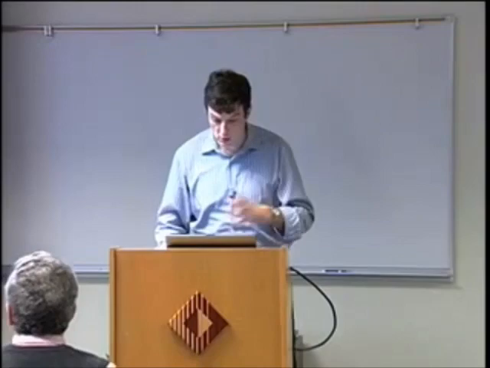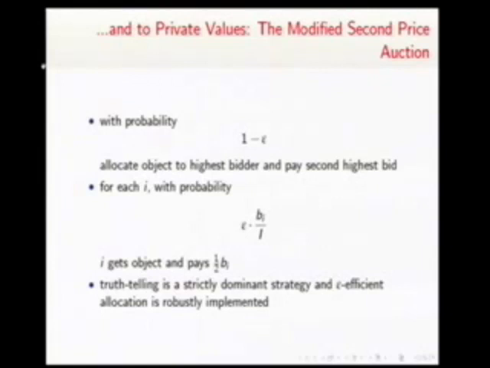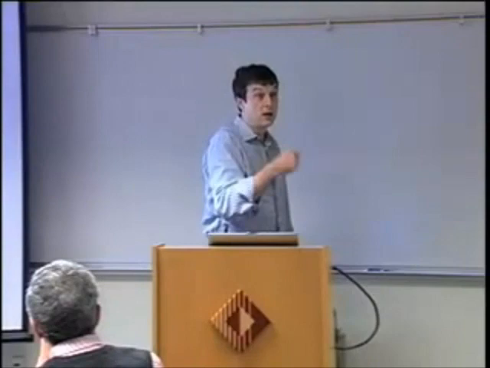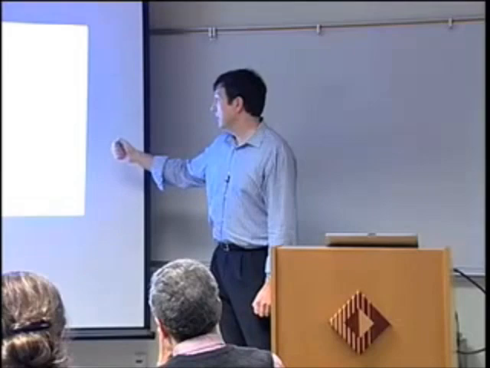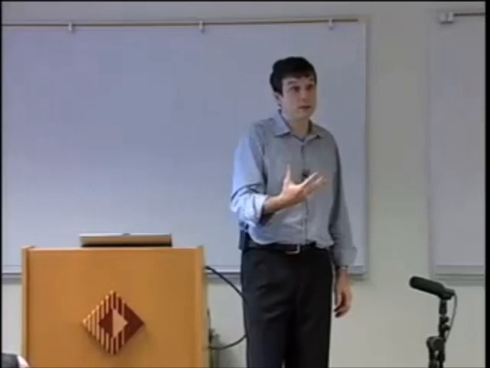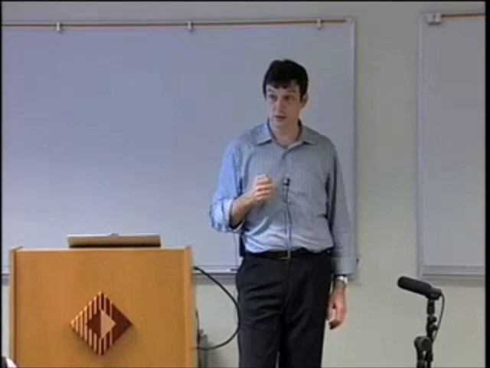Okay. So here in our little example is a simple modification of the mechanism which would do the job. Basically, we're staying with our efficient allocation with high probability 1 minus epsilon, and with a very small probability, we're going to give the object with a probability which is increasing in its own bid to agent i. Since now the allocation and the payment depend with a small probability on my bids, we basically restore the fact that truth telling is a strictly dominant strategy. And so therefore, in the private value environment, we can guarantee robust implementation, but of course at the cost of relaxing efficiency to epsilon efficiency.